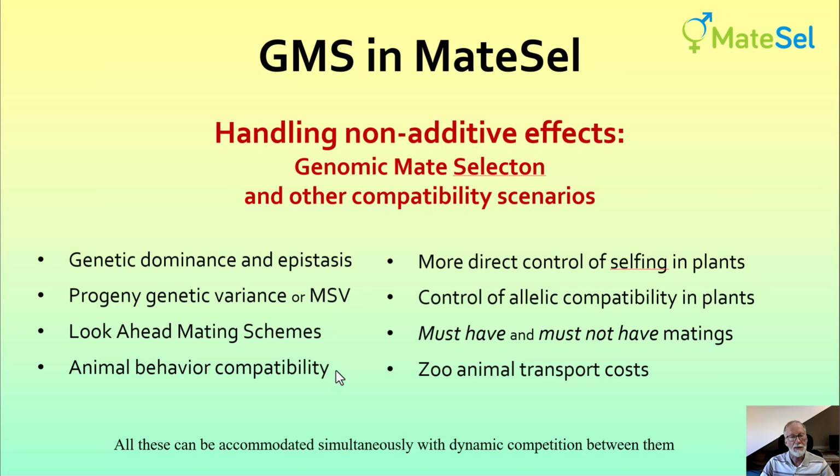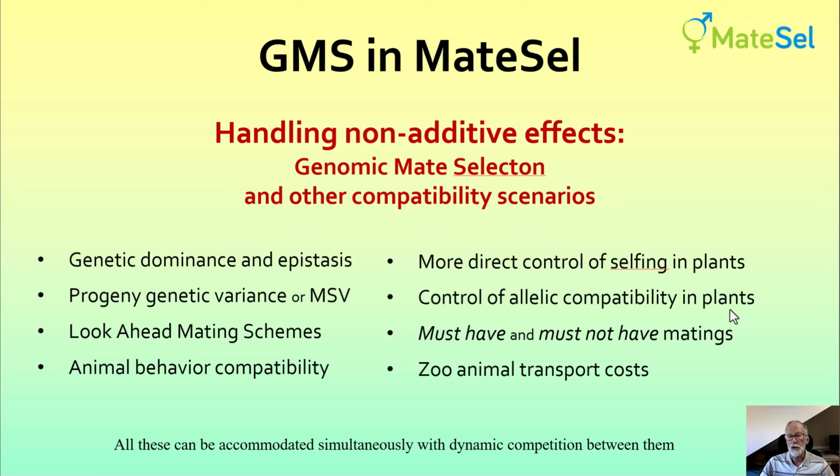We also have animal behaviour compatibility. That's a non-additive effect because some pairs of animals will get along with each other better and lead to a more successful outcome in the breeding operations. Then there's more direct control of selfing in plants, and you can encourage an increase, a decrease, or a targeting of a certain number of cells in your breeding operations, and that may help you to achieve the designs that you're looking for. Also, control of allelic compatibility in plants. If you have that information, you can handle that.